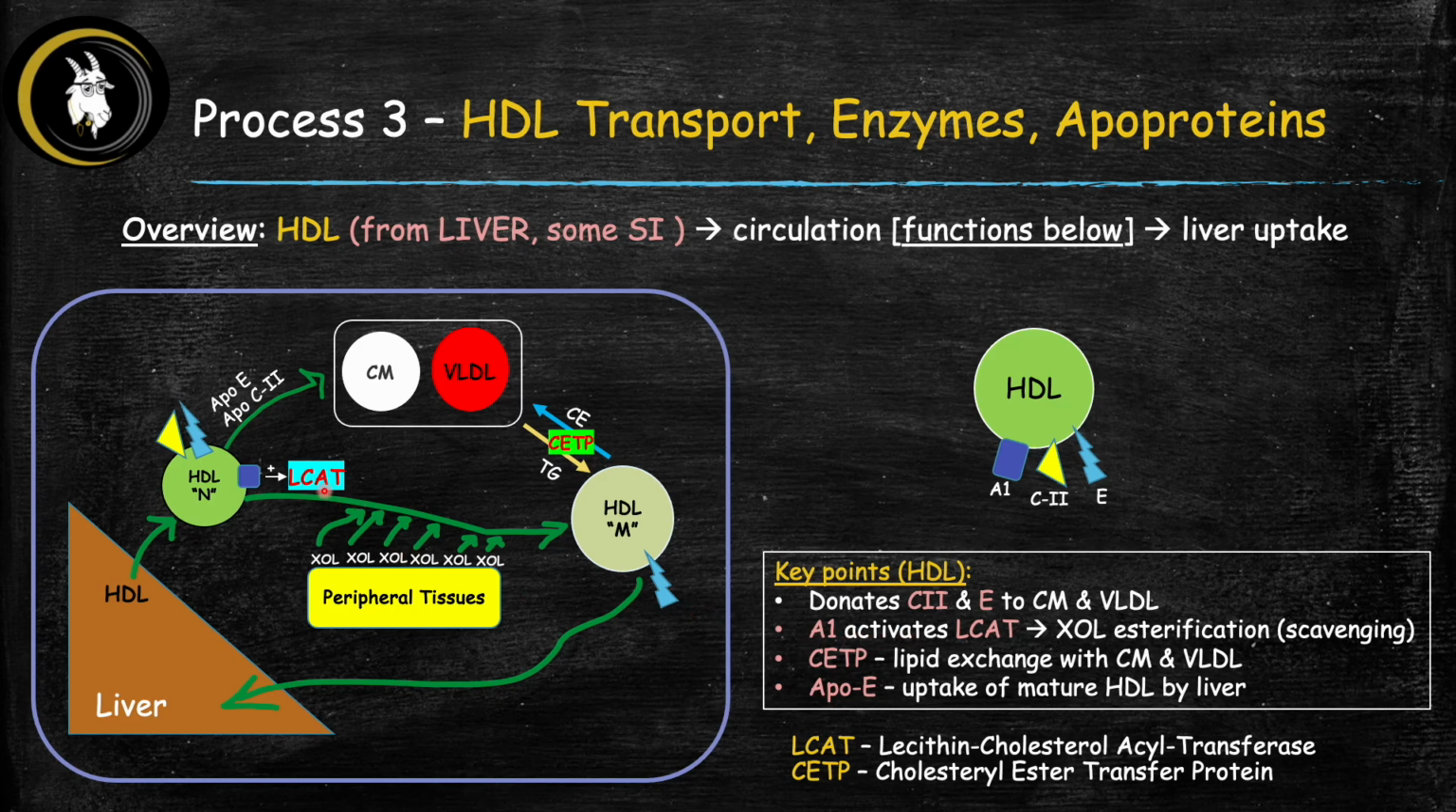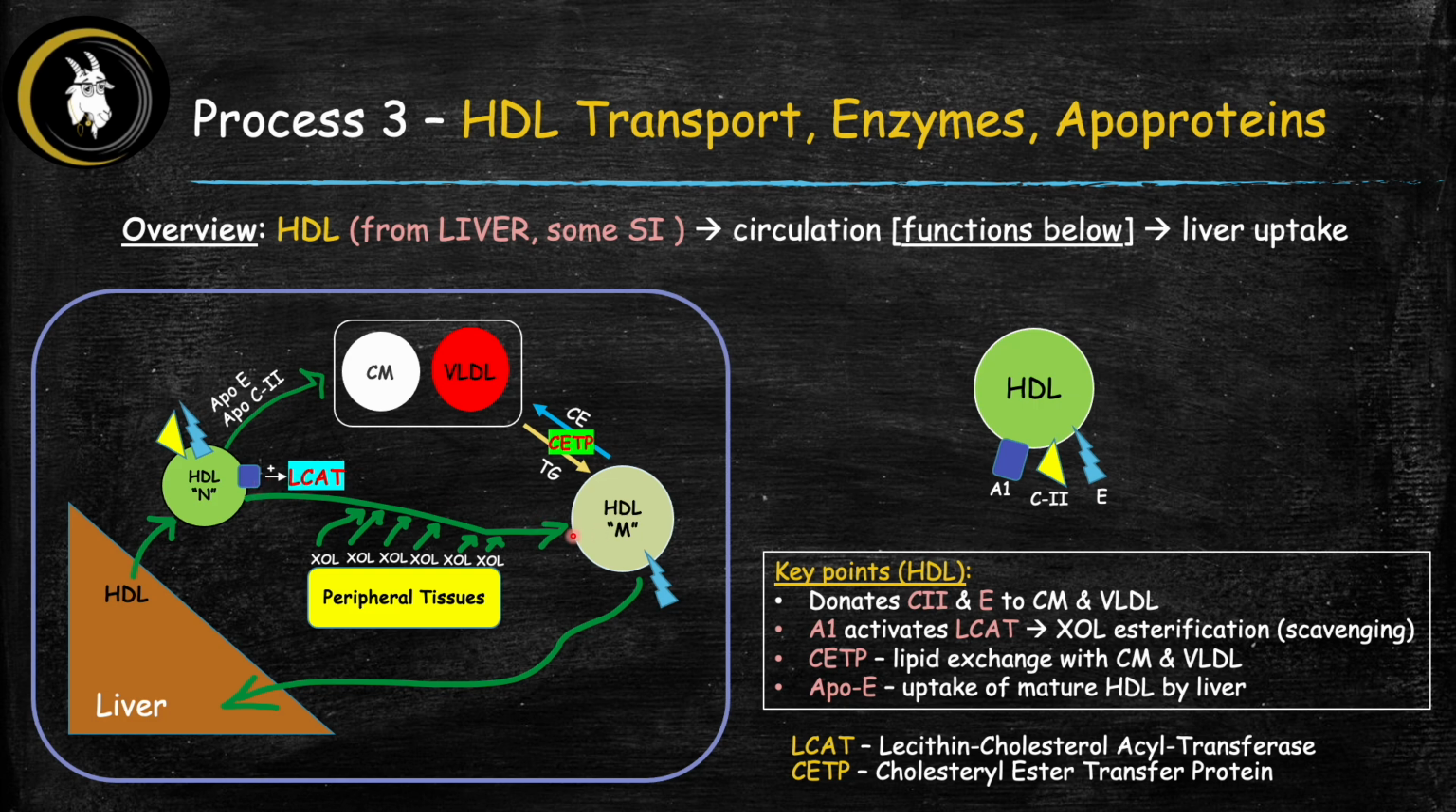So if you have a problem with LCAT, if you have a mutation in LCAT, or if you have a mutation and you don't have A1, then this is going to basically make the HDL particles non-functional and unable to scavenge cholesterol and do reverse transport and bring it back to the liver. So this is a very important enzyme for the function of HDL, and it requires A1 as its cofactor. That's why HDL has A1 on its surface.